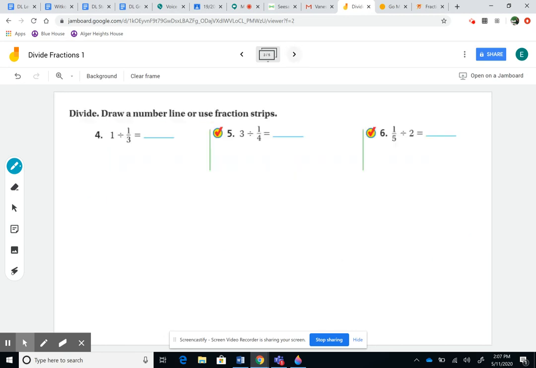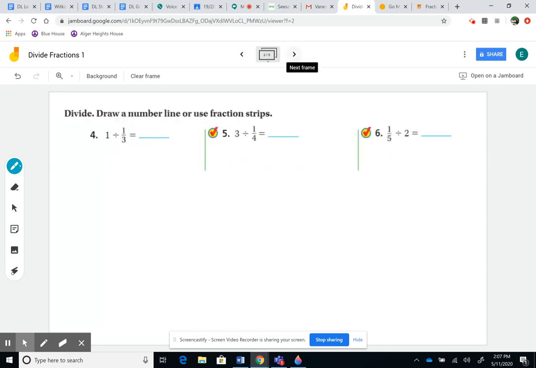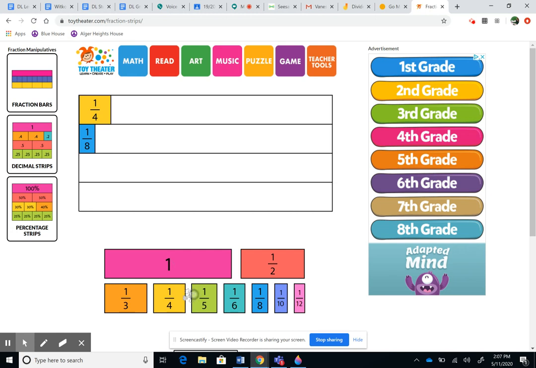All right, so let's look here. We have 1 divided by 1/3. So we want to know how many 1/3 tiles we're going to have. And now if you can already see that in your head, that's awesome. I'm super proud of you for being able to do that. If you can't, use this website. I'm telling you, it's nice to have this website up.